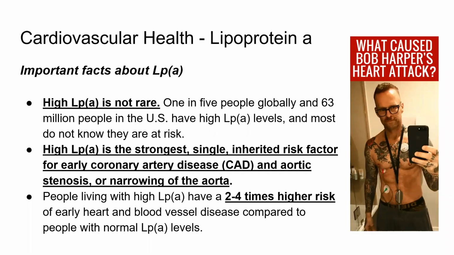And here are the stats, right? So it's not rare, 1 in 5 people. It's common. It's the strongest single inherited risk factor for early coronary artery disease, narrowing of the artery, aortic stenosis. So this is serious stuff. Cardiologists are checking for this now. People are looking at this now. It's in the news. People are getting this done because it's really good information. When you have high lipoprotein A, you have between a 2 and 4 times higher risk of some cardiovascular issue compared to people otherwise. It's very common when there's a strong family history of cardiovascular disease that this is present.